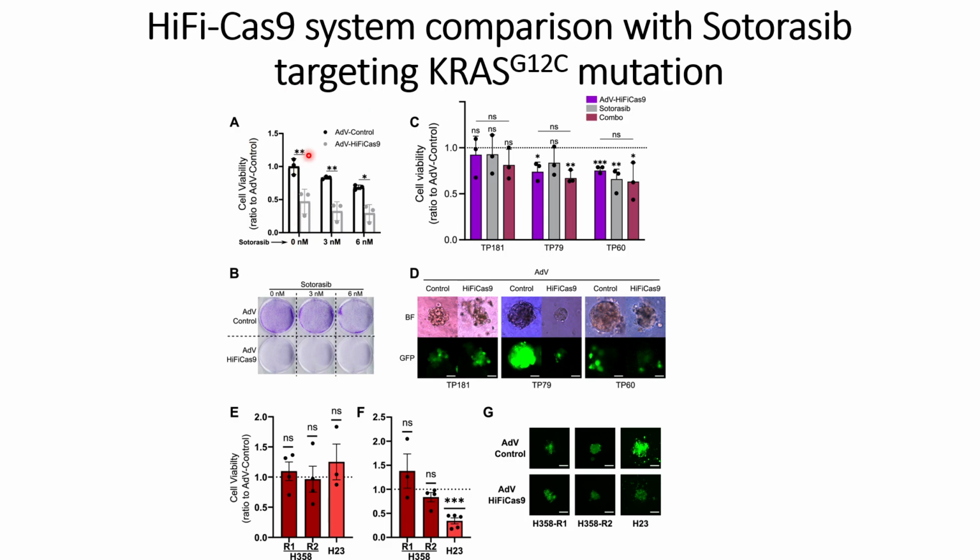In this case, the experimental plan is that first they transduce the cells with adeno-associated virus control and adeno-associated virus with HiFi Cas9, and 24 hours later they add Sotorasib in both conditions. They see that where the HiFi Cas9 system is used along with Sotorasib, there is a decrease in cell viability, but that decrease is not statistically significant compared to the case where no Sotorasib is used.